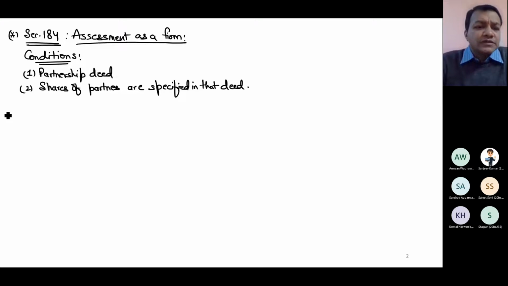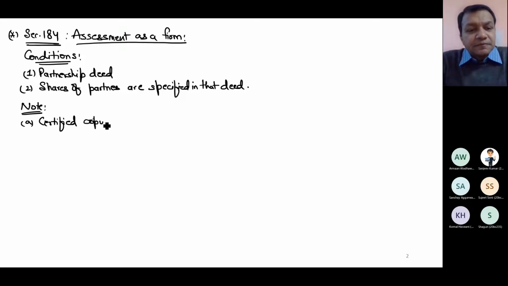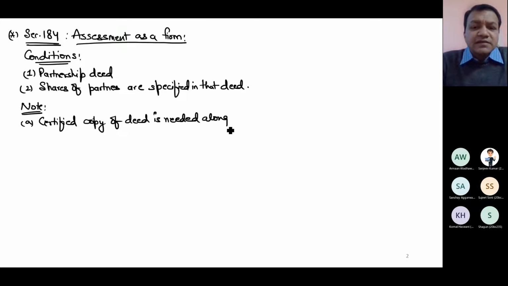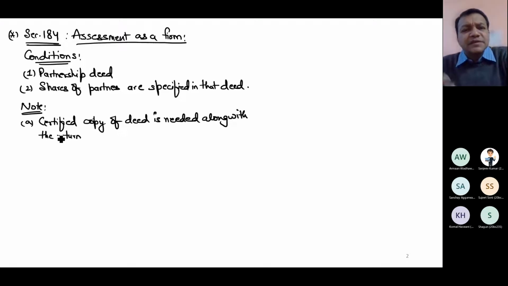These are the only two conditions, but some additional notes you must remember. What is that additional note? A certified copy of the deed is needed along with the return. Now practically this has no relevance now, because along with the return you never submit any document now, but it is written in the Act and it has been continuing for so many years.